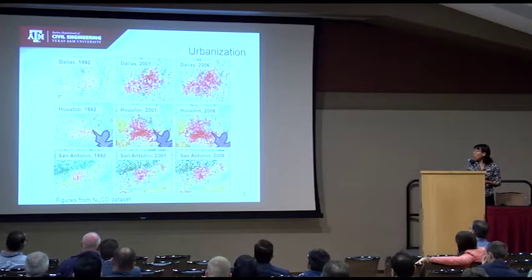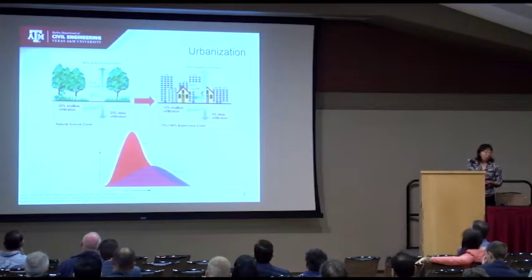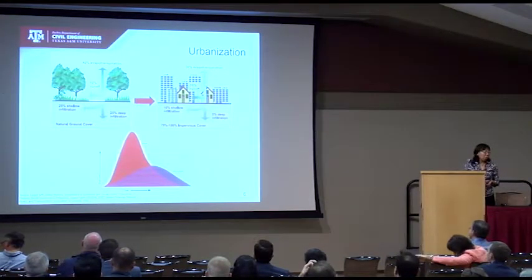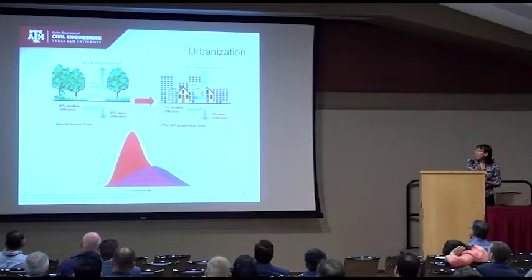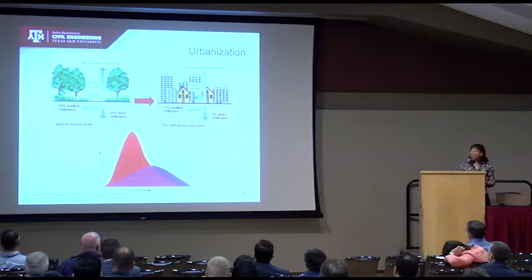And these urban areas are impervious. As a result, they change the hydrological processes. And you have much less infiltration, but you generate a lot more surface runoff. In terms of flood, you see an earlier flood peak and a larger flood peak. And this is what we study here.